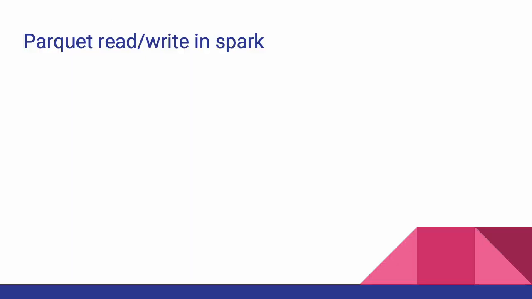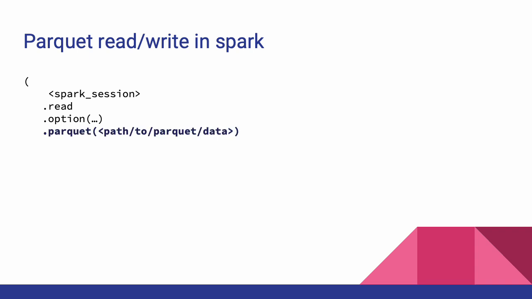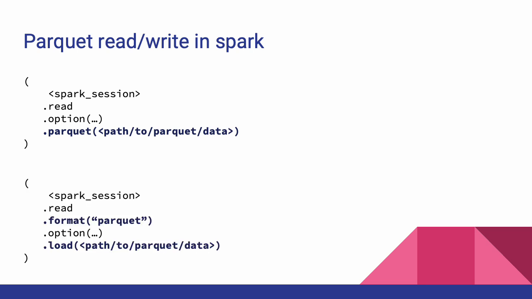In Spark, whenever you have to read or write Parquet, it is very similar to reading or writing any other format. If you have to read a Parquet file, all you have to do is get the data frame reader using the Spark session, provide any custom options and just call the parquet method, providing the path to the directory or to the file which you want to read. The other similar way is you can specify a format, where you tell it that you're going to read Parquet format, and call the load method.